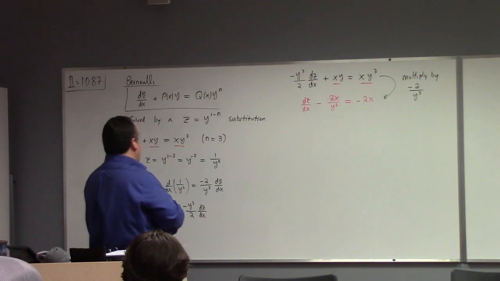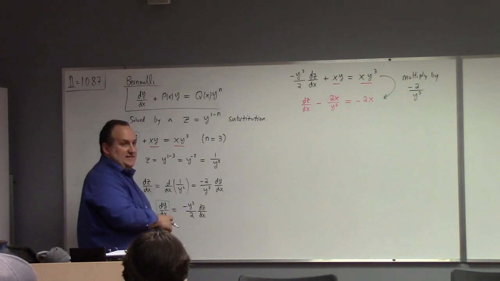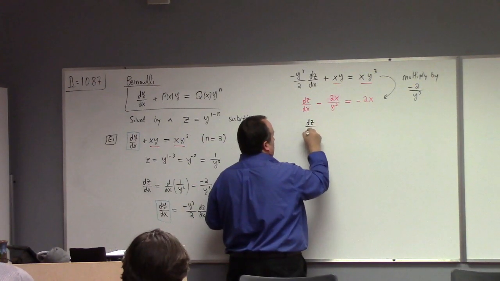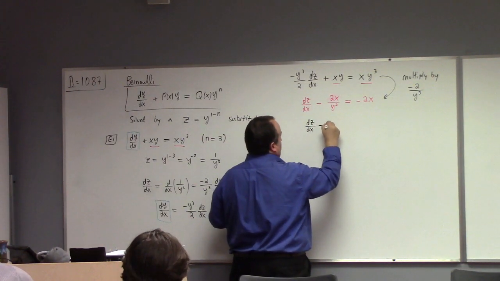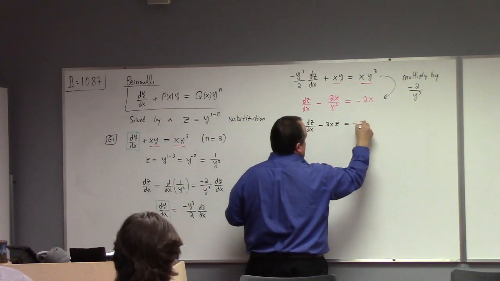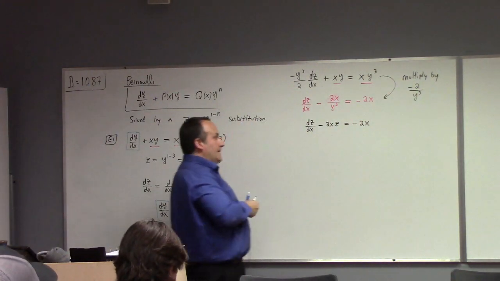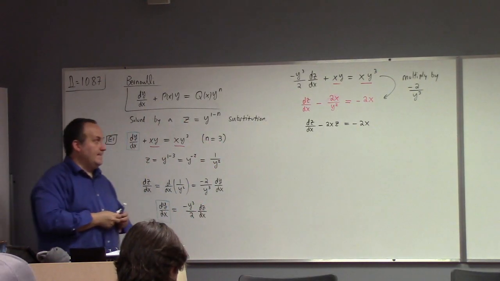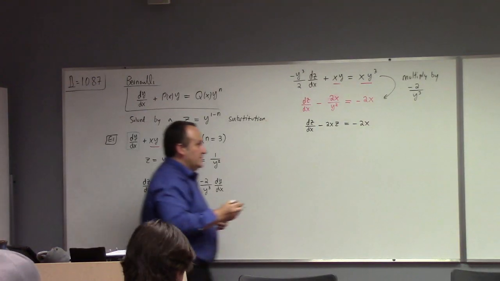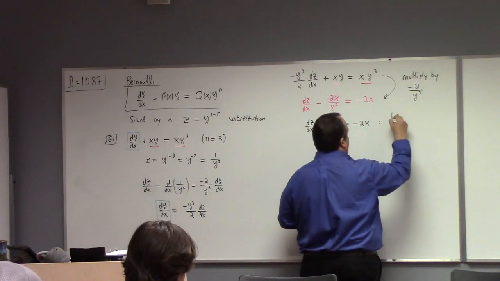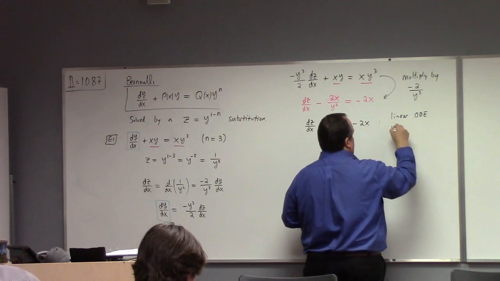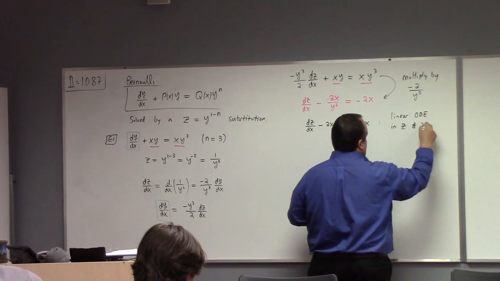But what is 1 over y squared? That's z, right? So this is dz/dx minus 2x times z equals minus 2x. That is a linear differential equation, a linear ODE in z and x, right?